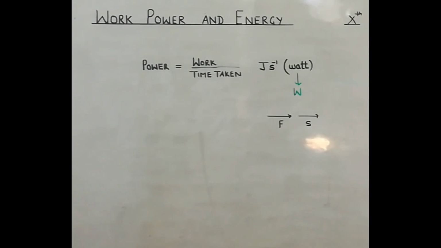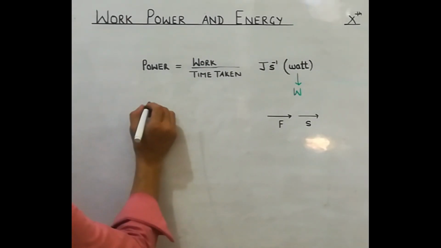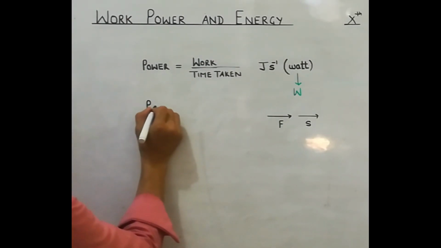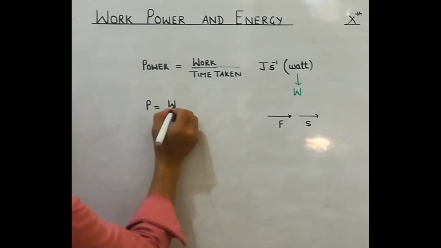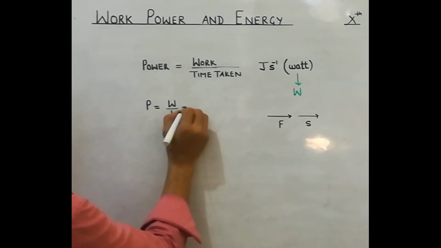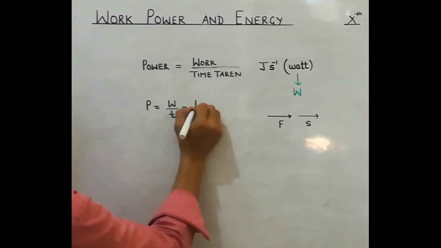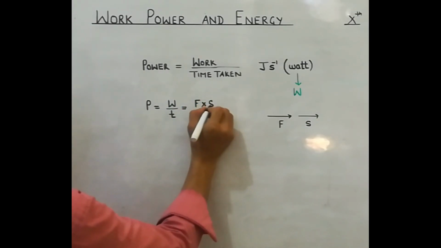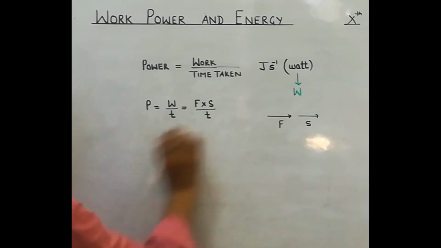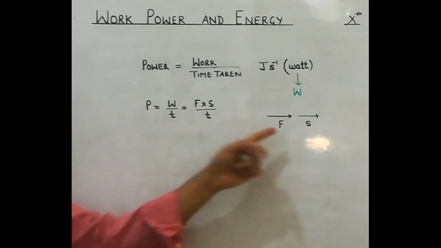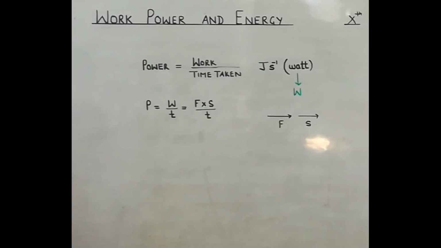So here we can write power is equal to work upon time, and work can be replaced by F into S. Right? They are in the same direction, so the angle will be 0 degree. So work is equal to F into S. But you must have noticed one thing more.